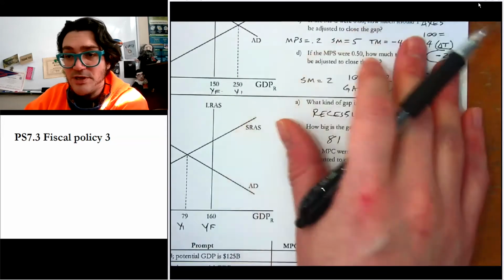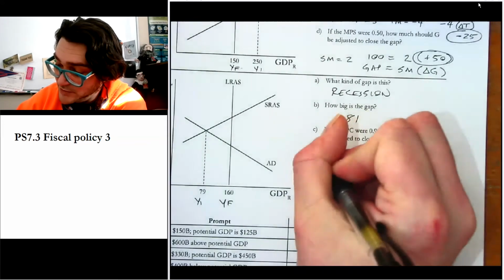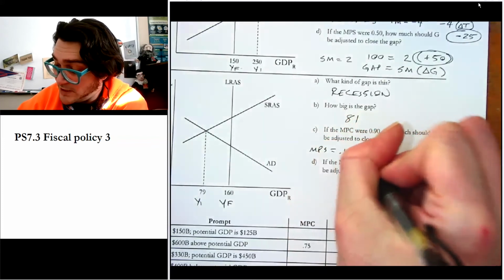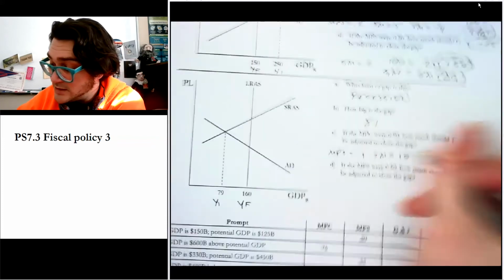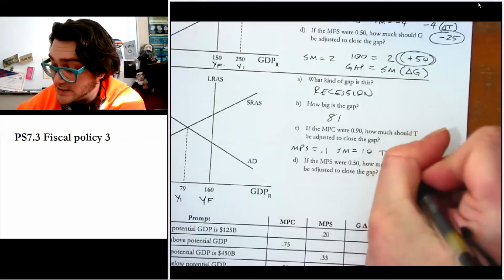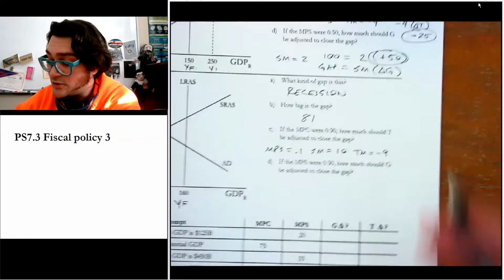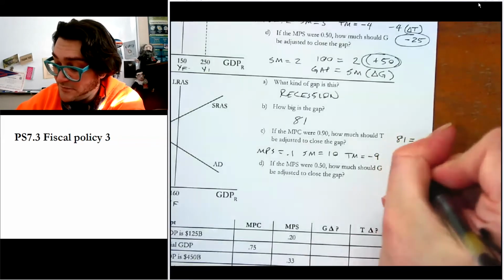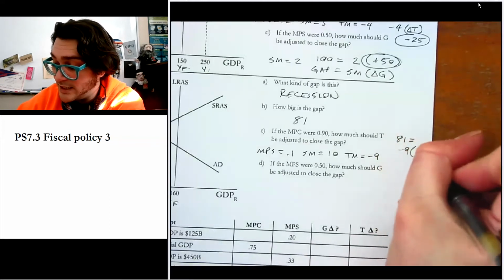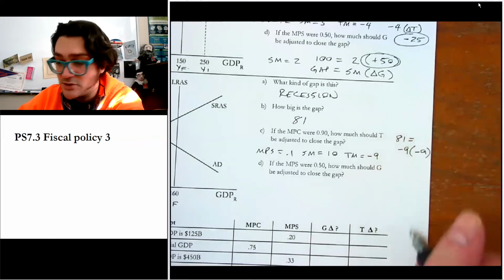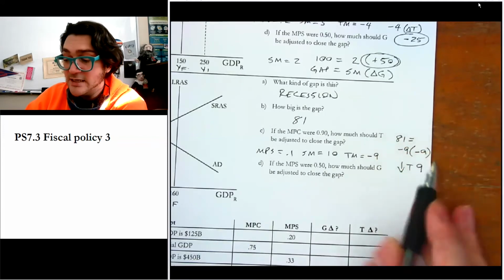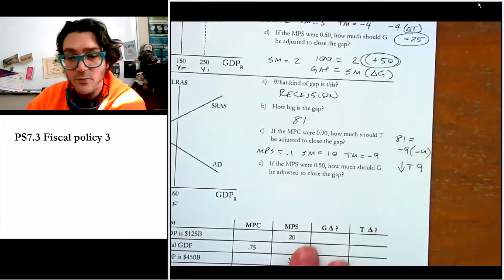So we're just going to repeat this process up here. So we know that MPS is 0.1, and we know the spending multiplier then is 10. So we know the tax multiplier is -9. And so we start with a gap. And we say 81 is the gap. -9 times -9 gives us that. So this is our answer, right? We should decrease taxes by 9. And that's that -9 that we just solved for.